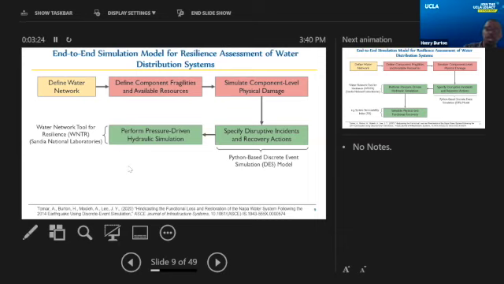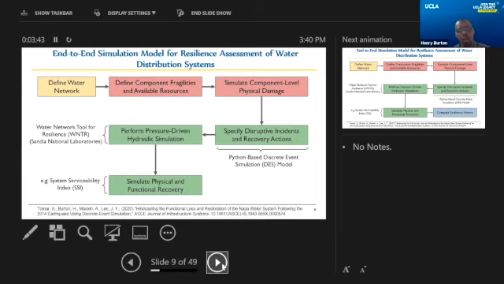So what we're doing is linking the physical and functional damage to the water network to the hydraulic simulation tool developed by Sandia. That allows us to understand the hydraulic performance of the system over time. Once we're able to do that, we can simulate both the physical and functional recovery. The physical recovery would be the repair of the damaged components, the repair of pipes and broken tanks, and the functional recovery would be the restoration of service provided to the affected region.